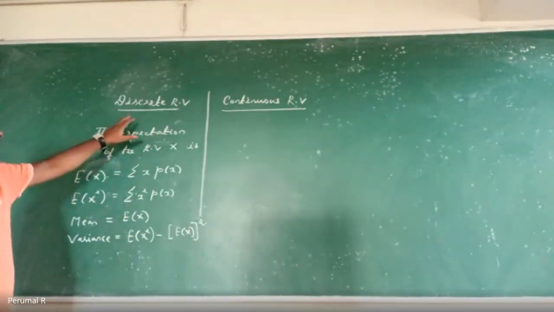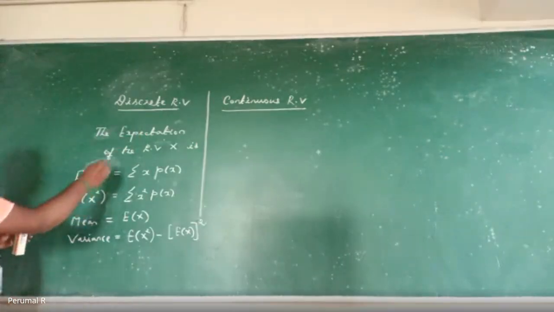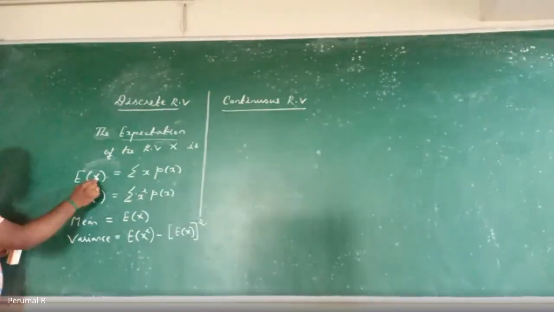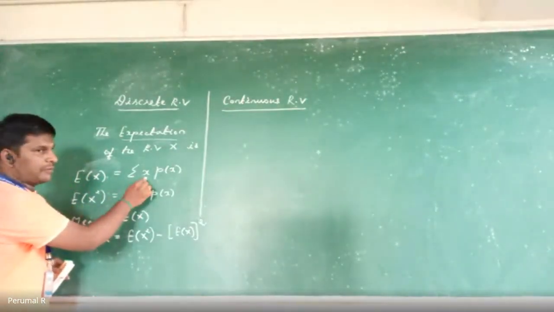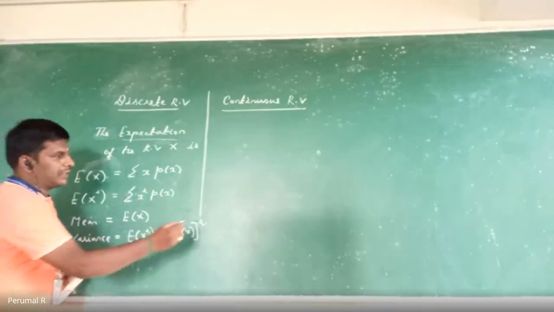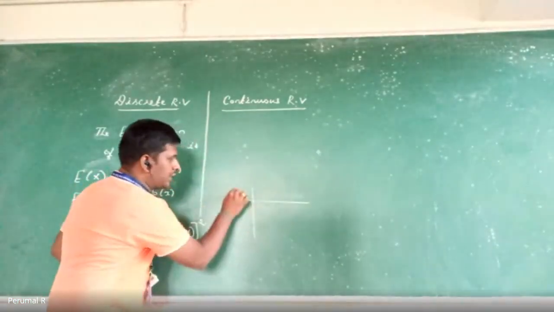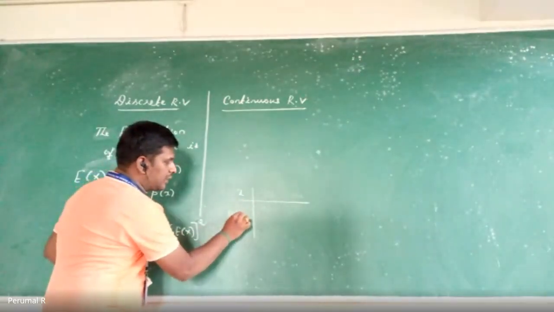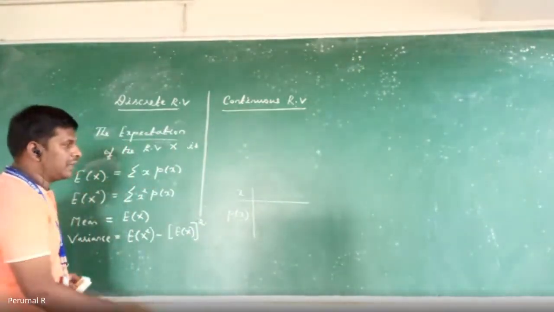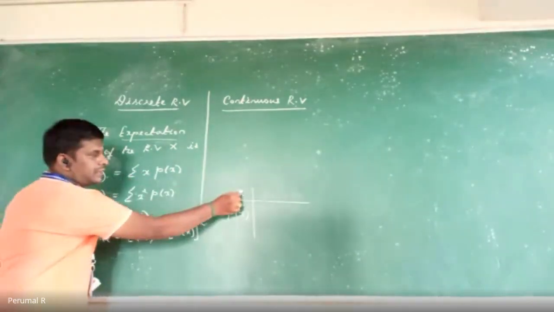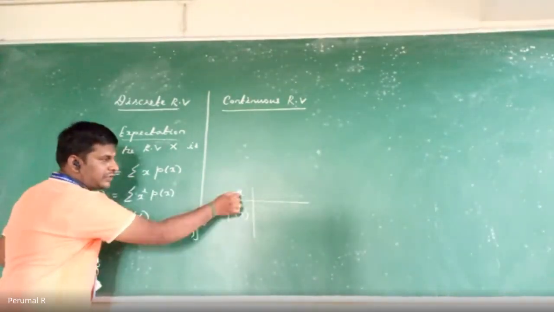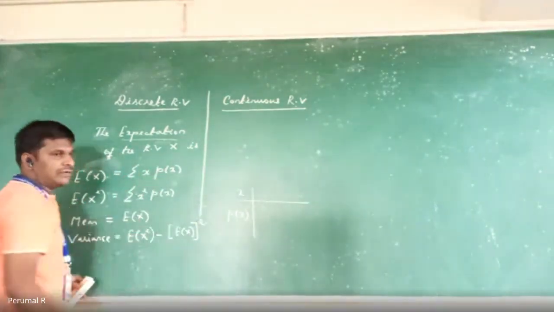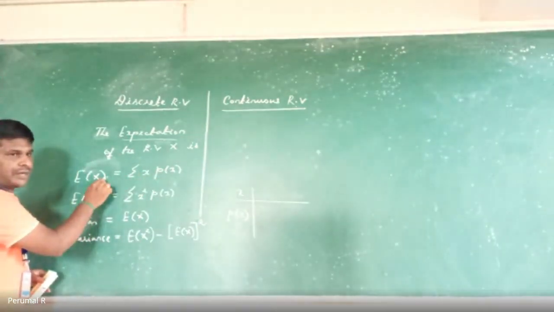Actually, now we move on to expectation, mean, and variance of both the variables. For a discrete random variable, how do we define expectation? This is the formula. Expectation of a discrete random variable is the sum of the products: you have the values of the random variable and the corresponding probability function. You multiply each value of the random variable by its corresponding probability, and finally take the sum of all the products. This is called the expectation of the random variable.